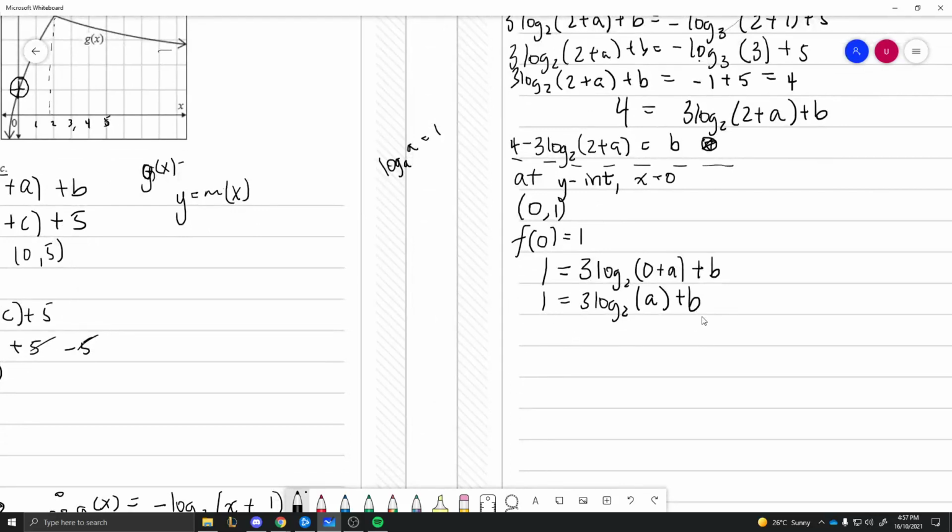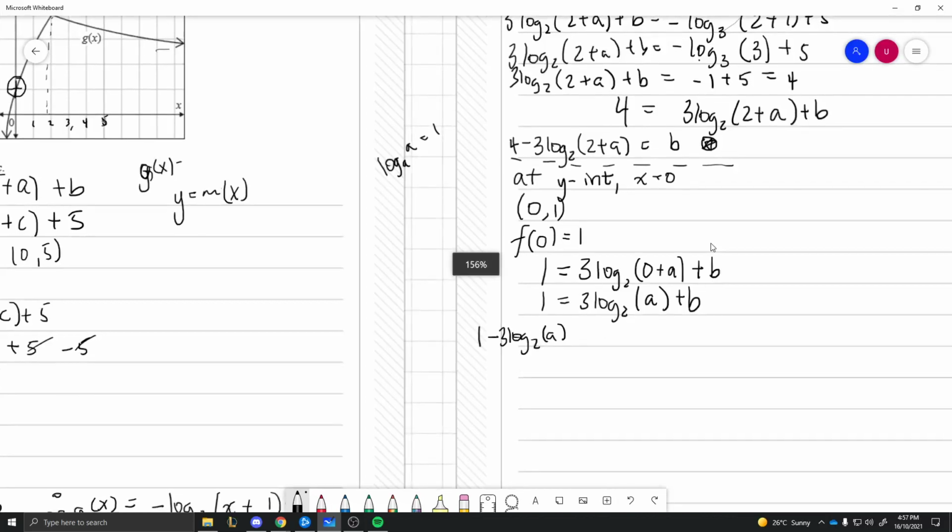And now you can do the same thing as earlier, because you've made this one equal b. If you make this one equal b as well, then both of these functions are equal to b, so the functions equal each other at that point. So 1 minus 3 log base 2 of a is equal to b. Now let's put a little star next to it. So these equal each other.